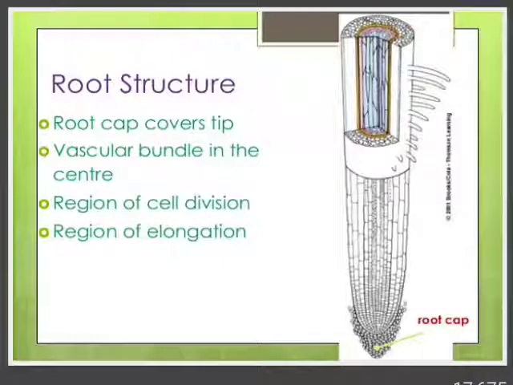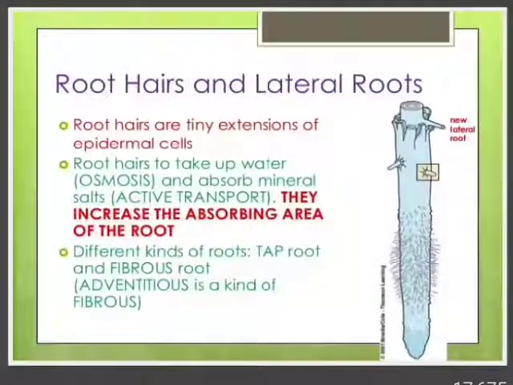Root cap. Vascular bundles are in the center. The internal part contains the vascular bundles. Region of cell division, region of elongation. Root hairs and lateral roots. Root hairs are tiny extensions of epidermal cells. Roots take up water by osmosis, absorb minerals, and assist with transportation.